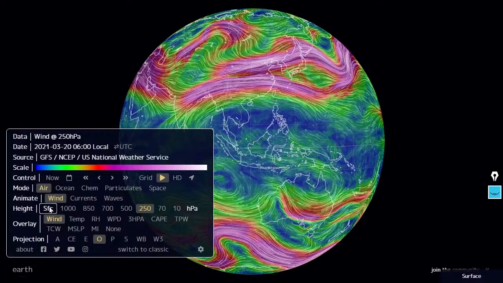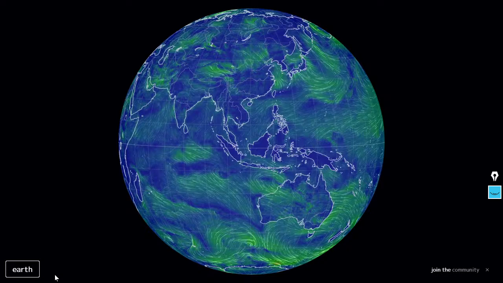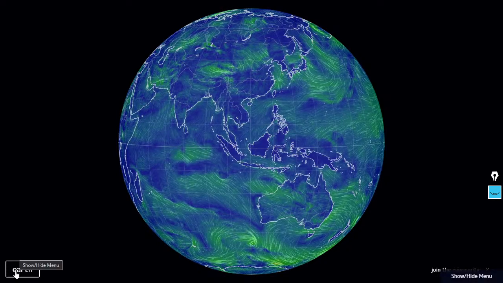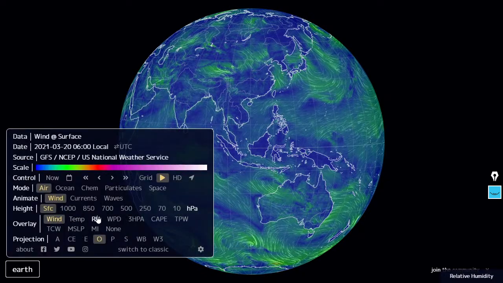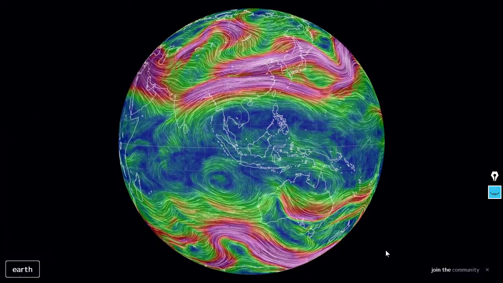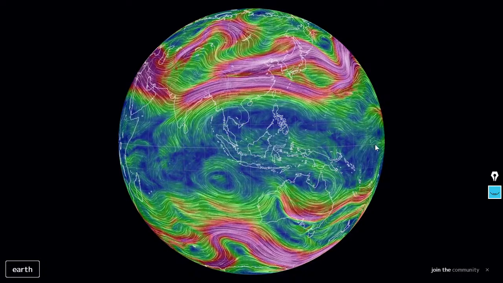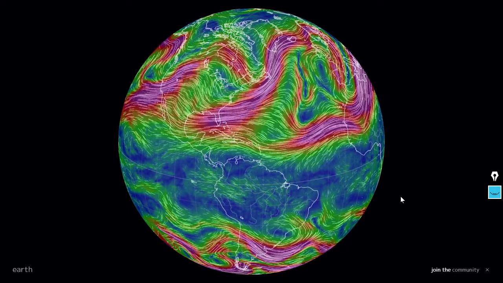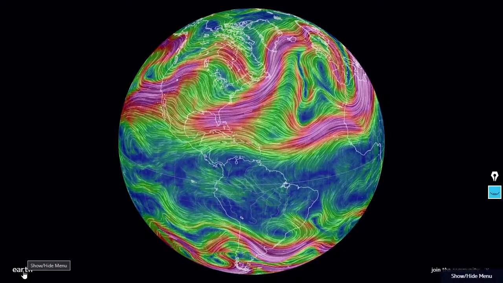And let's take a look at surface winds real quick. Here are surface winds of the eastern portion of planet Earth. And here are the jet streams. It's the 250 hectopascals winds. 250 hectopascal winds, folks. And here is the Western world in 250 hectopascal winds. We'll go back to surface winds momentarily.